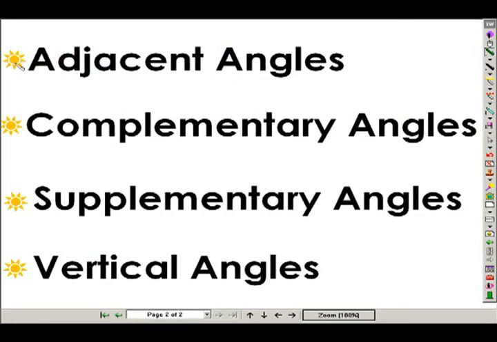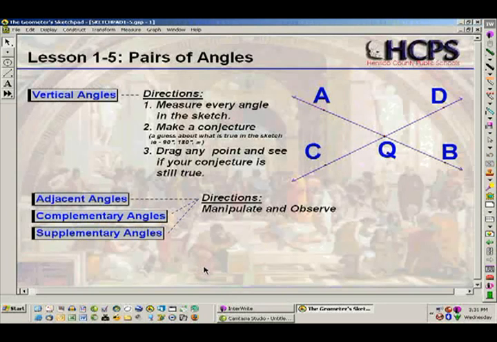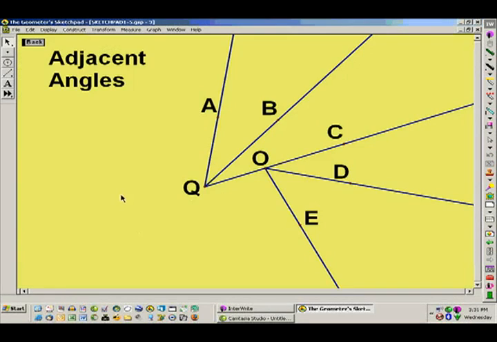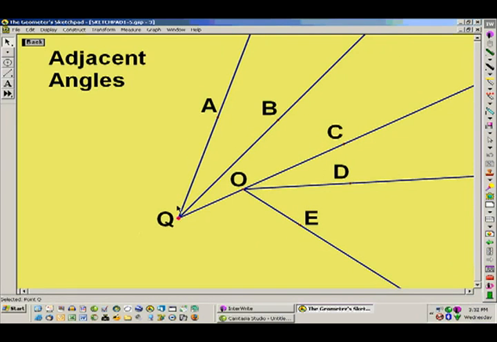In this lesson we will be looking at the following pairs of angles: adjacent, complementary, supplementary, and vertical. For this lesson I'm going to be using the Sketchpad file from Geometry Online, starting with adjacent angles. Adjacent angles. What you see here is basically a web of angles. Move it around. The point is to manipulate the file.